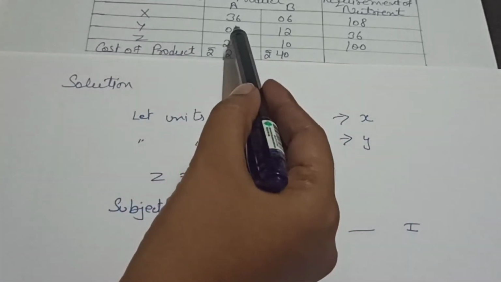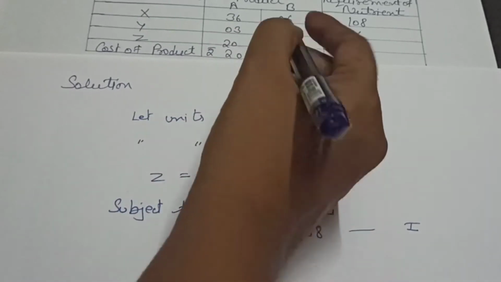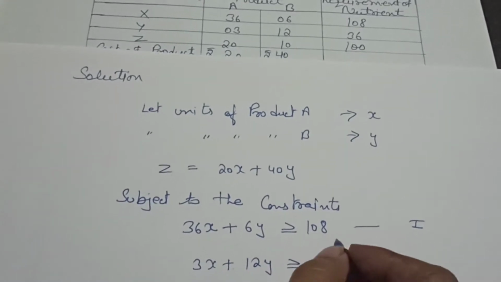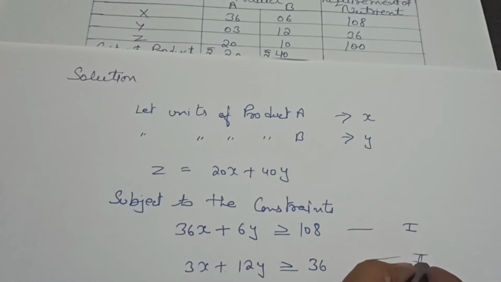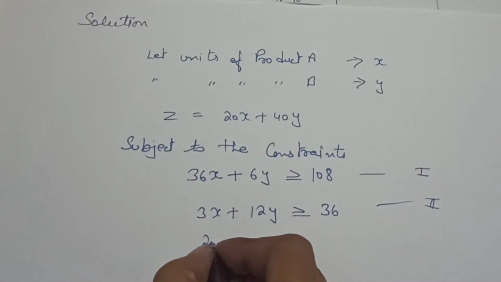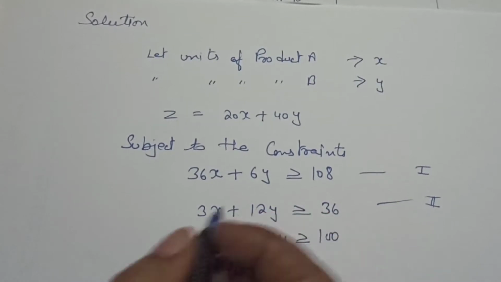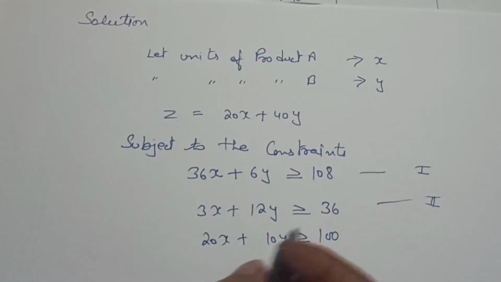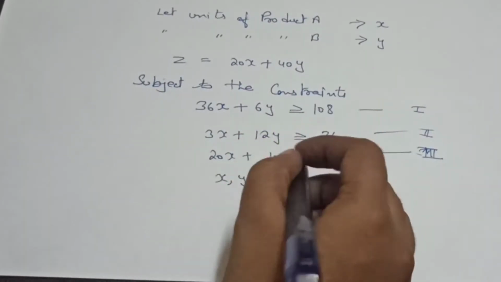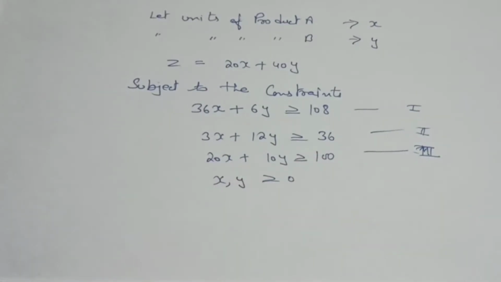As you can see, 3x plus 12y greater than or equal to 36. This is our second equation. Now the third equation, 20x plus 10y greater than or equal to 100. This is our third equation. And x and y greater than or equal to 0.